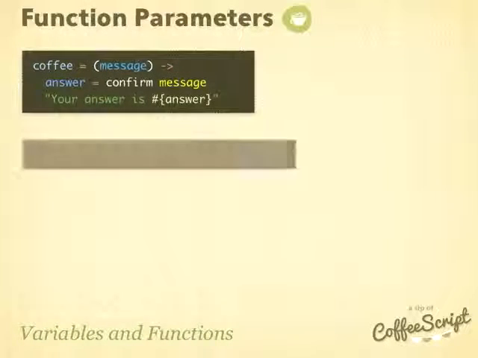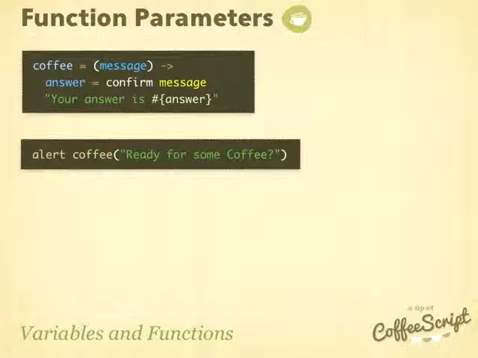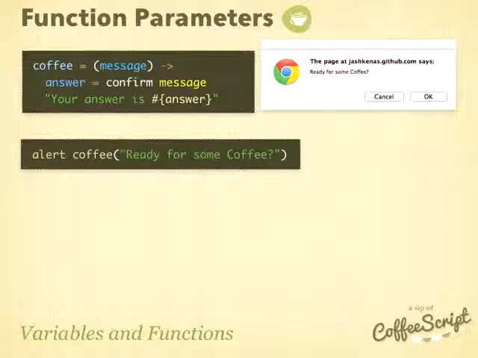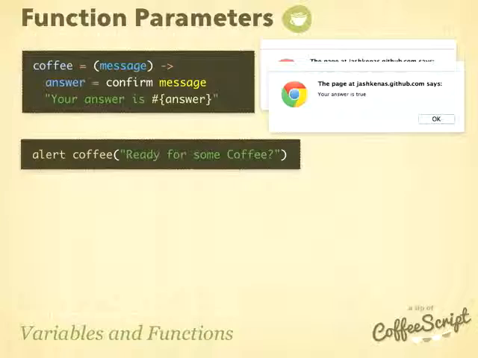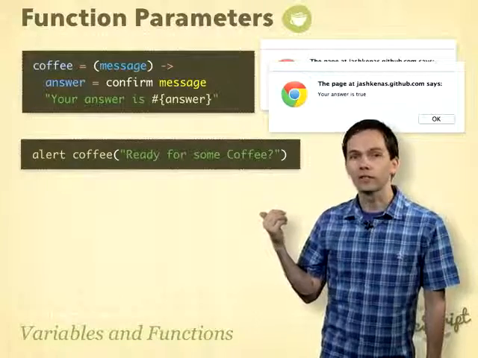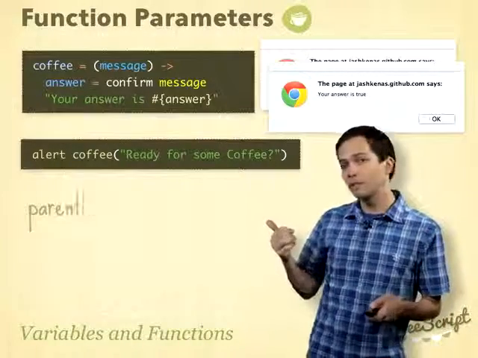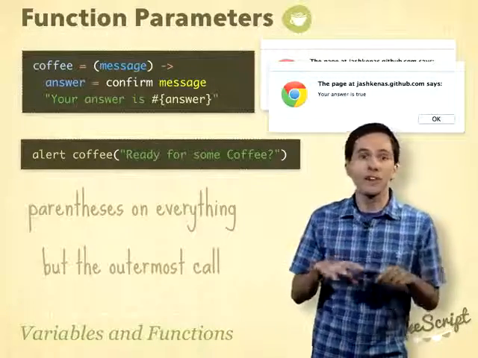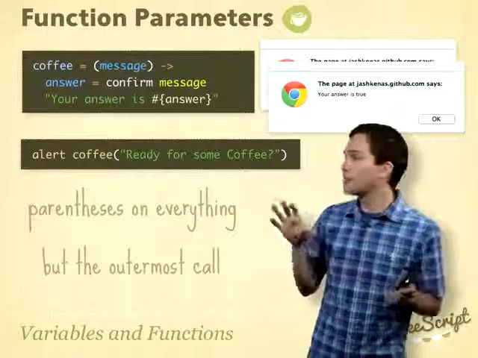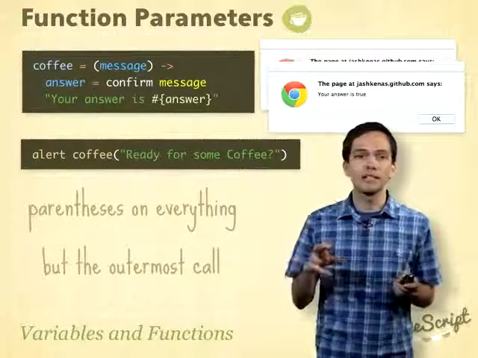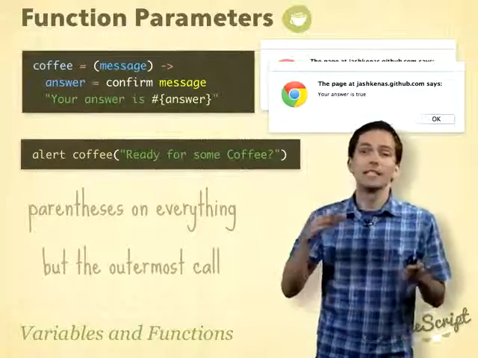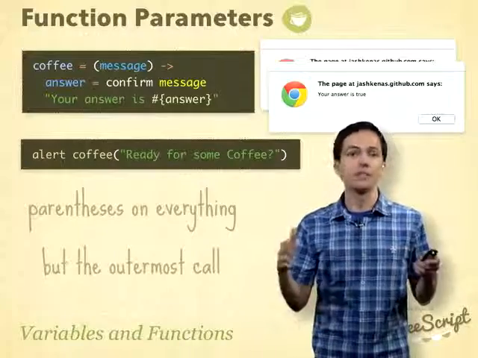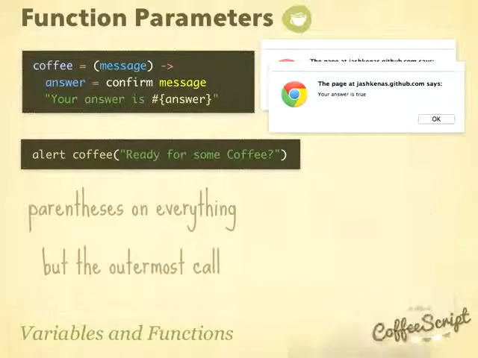Let's call our coffee function, and then whatever it returns, let's put that out into an alert like this. First, it's going to print out this confirm box, then it's going to return the string, and alert's going to be called on that string to print this out. If you take another look at this alert function call, you'll notice that there are still some parentheses here, even though parentheses are optional. This would still work without any parentheses, but it's sort of a best practice to use parentheses on everything but the outermost function call. So in this case, the outermost function call is alert.